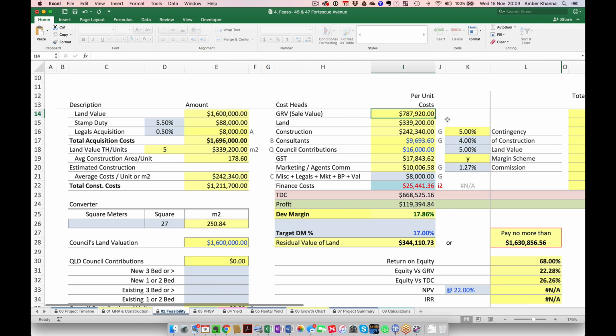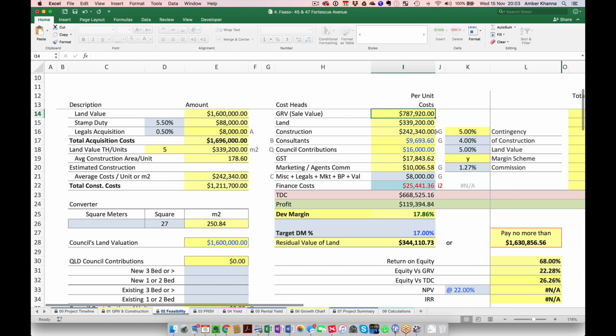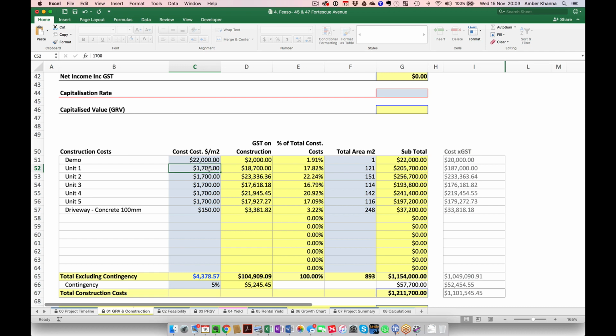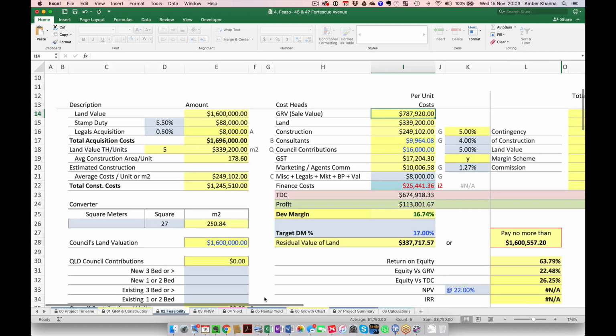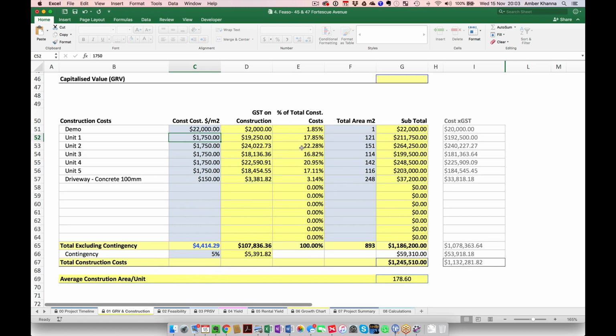Okay. So in that scenario, if your construction cost is $1,700 a square meter, you still have 17.86. If your construction costs come out to $1,750 a square meter, you still got 16.74. Because of their sheer size, at the moment you are going with your highest unit. Okay, this is not that. So your biggest unit is this: 264, 199, 248.